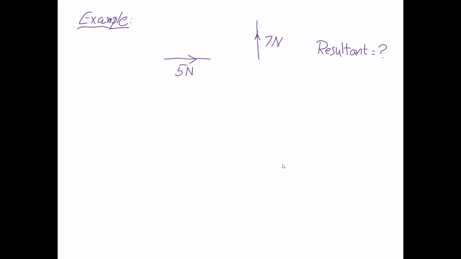I have a vector 5 Newton and a vector of 7 Newton. I want to find the resultant. Can you help me? You can look at the notes and tell me how I can find the resultant of these two vectors. We can join them head to tail. The tail of the 5 Newton can be joined to the head of the 7 Newton. Very good. Then we will get a triangle and we use trigonometry. Please go ahead and solve it.